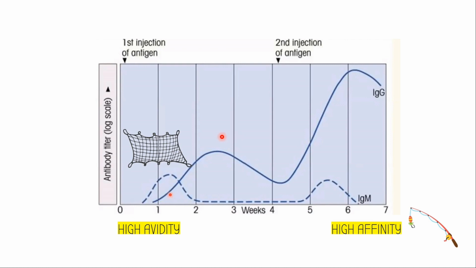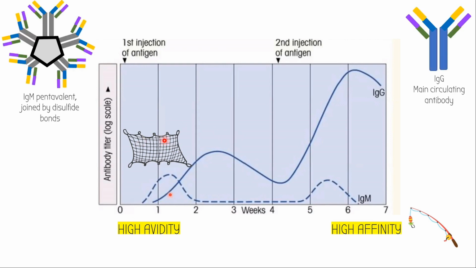So essentially, remember the IgM is like a net, essentially. It's not as strongly able to bind to stuff, and we'll see why. But because it's so huge, it has a higher chance of essentially catching the antigen.